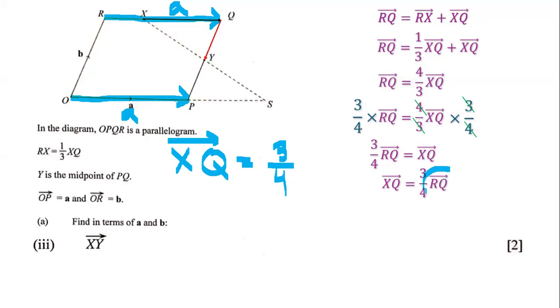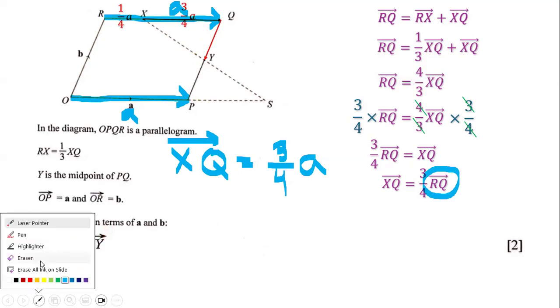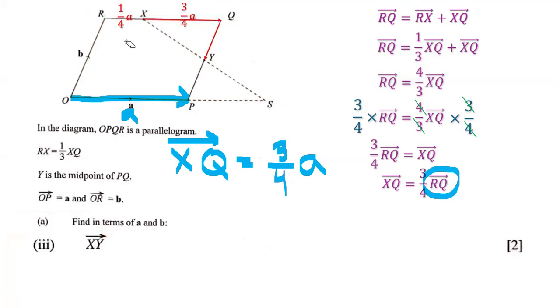R cubed, but what is R cubed? R cubed is A. So it's going to be 3 over 4 A. And that's what we need to determine. We need to determine what is X cubed. And we learned that X cubed is equal to 3 over 4 A. Okay, so let's answer this question. So now what we have, let me erase this. So X cubed is equal to 3 over 4 A.